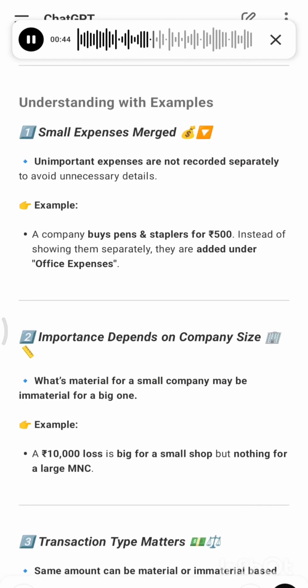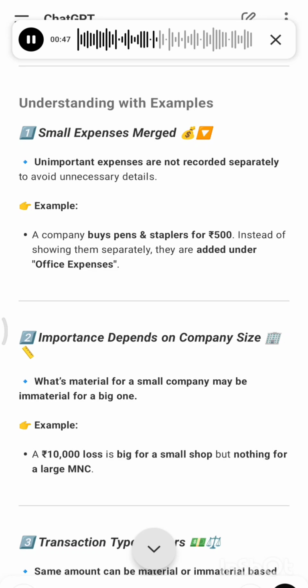2. Importance depends on company size. What's material for a small company may be immaterial for a big one. Example: a 10,000 loss is big for a small shop, but nothing for a large MNC.